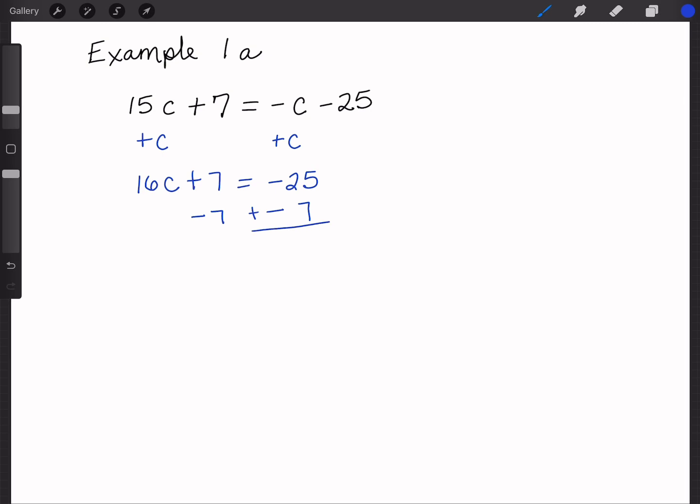Now I need to subtract 7 from both sides of my equation. But what I'm really doing is adding a negative, so that gives me 16c is equal to negative 32. My final step is to divide by 16, and I will get c is equal to negative 2.